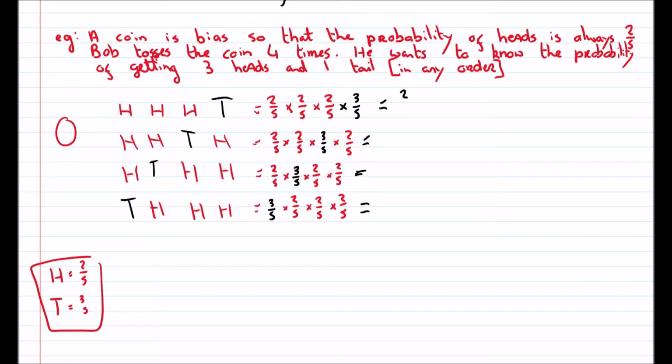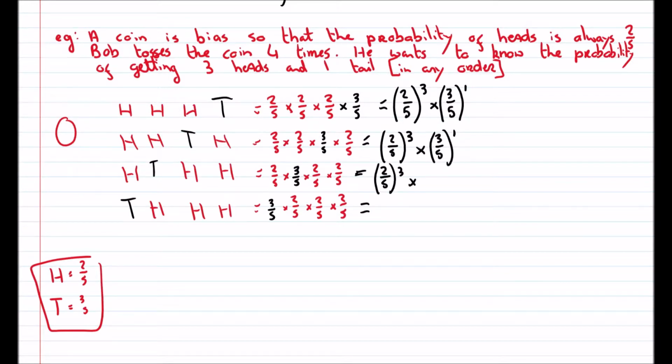Would I be correct in saying that this is 2 over 5 multiplied by itself 3 times? So could I just say 2 over 5 to the power of 3 multiplied by 3 over 5 to the power of 1. Okay. Likewise, this will be 2 over 5 multiplied by itself 3 times, multiplied by 3 over 5 because there's one of them. Again, 2 over 5 multiplied by itself 3 times, multiplied by 3 over 5 to the power of 1. And the last one again, 2 over 5 multiplied by itself 3 times, multiplied by 3 over 5.